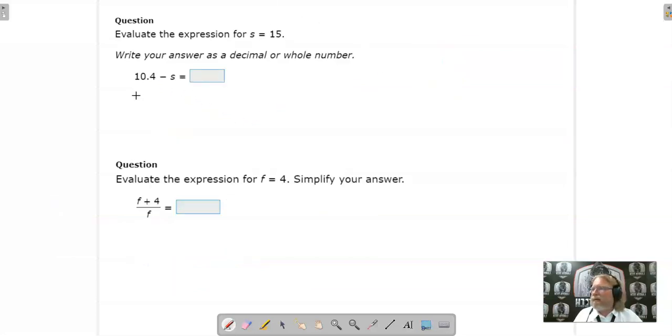Next one, I have 10.4 minus whatever s is, and s is 15. Well, this is one of those times I might want to go ahead and take that 10.4, change the subtraction to addition. The opposite of 15 is negative 15. And now I'm adding a negative and positive number together. So I know I can actually subtract instead.